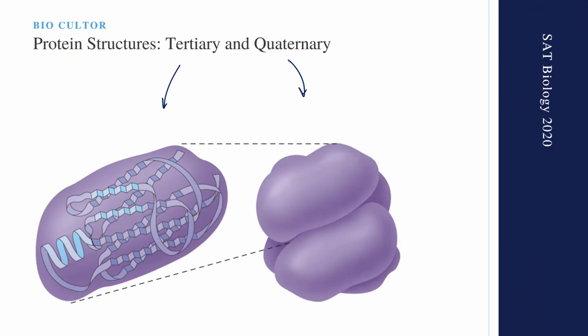And the last structure is the quaternary structure of the protein. It occurs when a protein consists of several polypeptide chains. For example, collagen is a fibrous protein consisting of 3 polypeptides folded like a rope. Also, hemoglobin is a globular protein consisting of 4 polypeptides, 2 alpha and 2 beta chains.